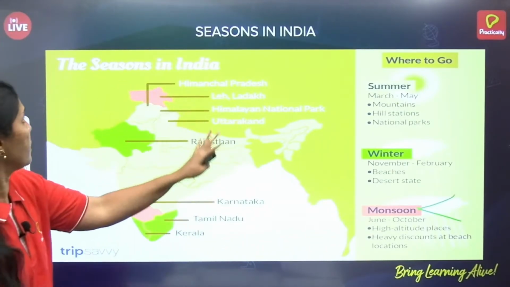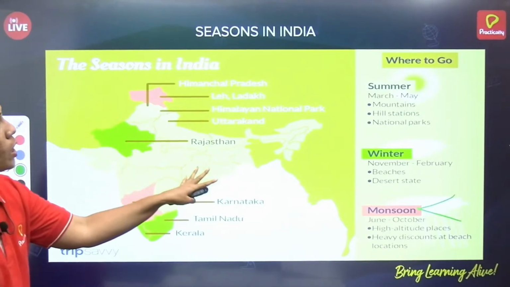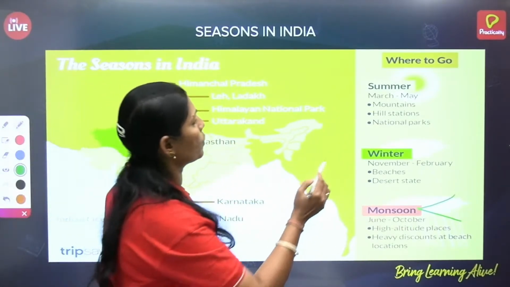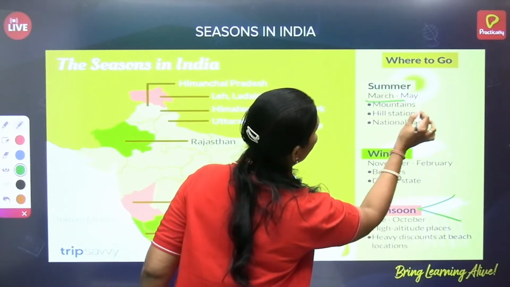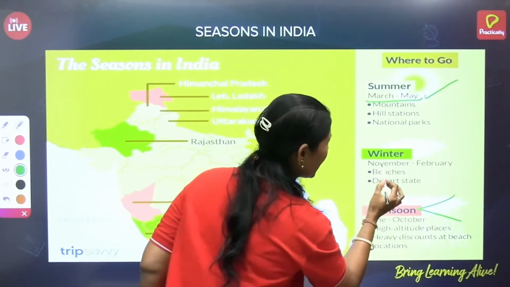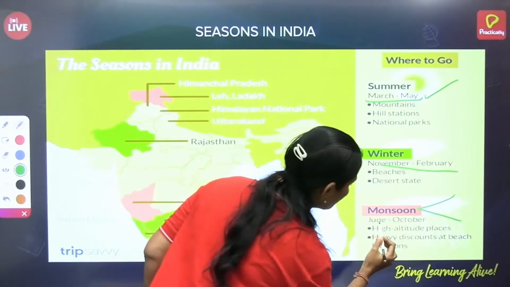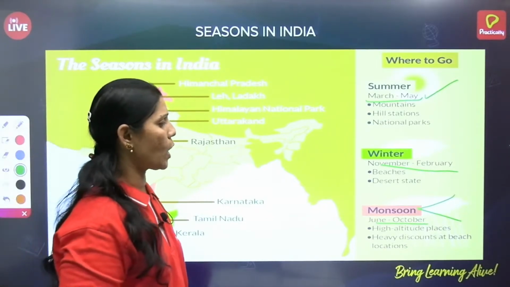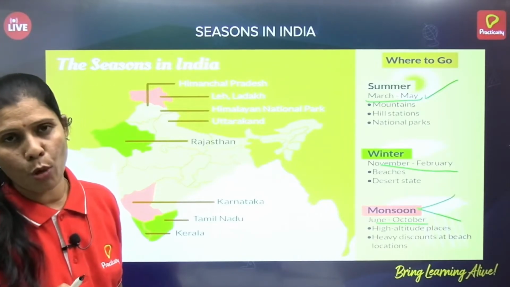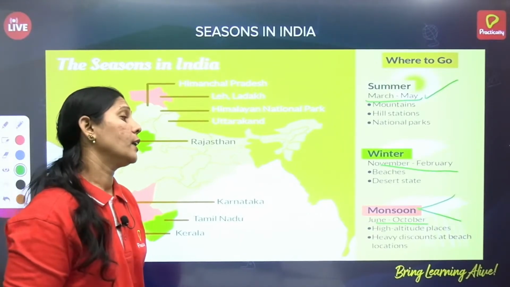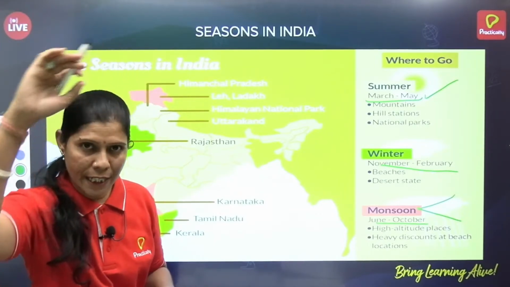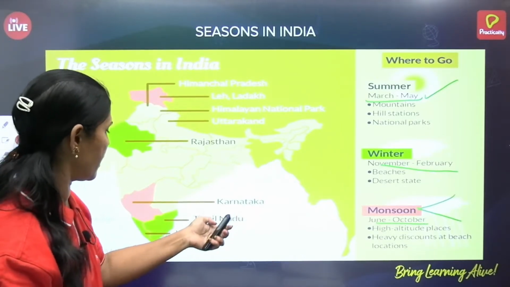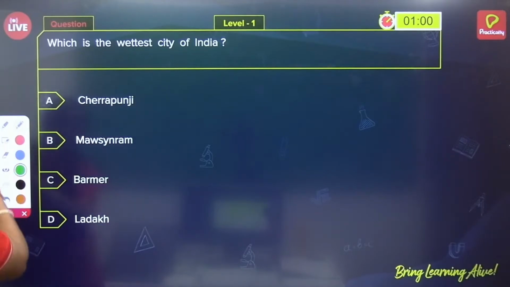So this is about Indian states and all. These are the majorly important points to be noted here. Summer, March to May, winter, November to February, and monsoon from June to October. In this monsoon, June, July, August will be the onset monsoons, meaning heavy rains. And coming with September and October, retreating monsoons means the monsoons come back. We will discuss them in detail.